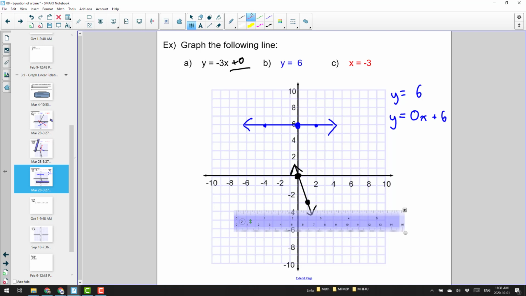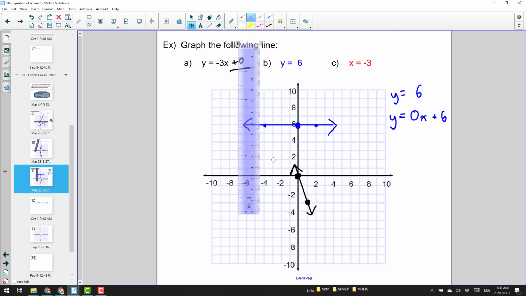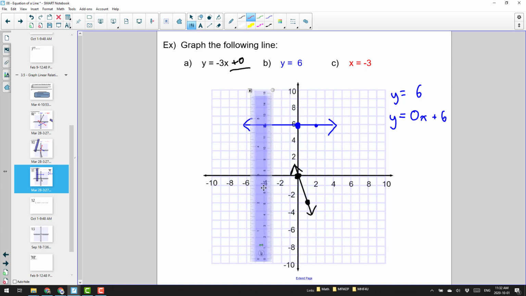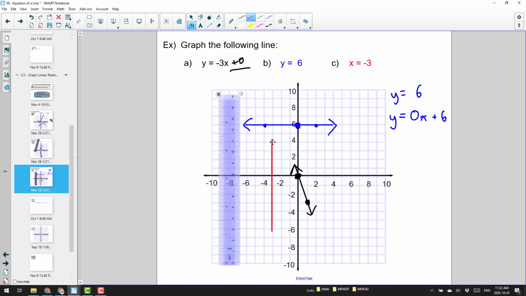For our last one, x equals -3. This is our vertical line scenario. So if you recall, for a vertical line, whatever the x value is, we're just going to draw a vertical line at that point. So I'll just bring my ruler right over here to x equals -3 on this side. And there's my line. And no matter which point I choose on that line, it'll always have an x coordinate of -3.